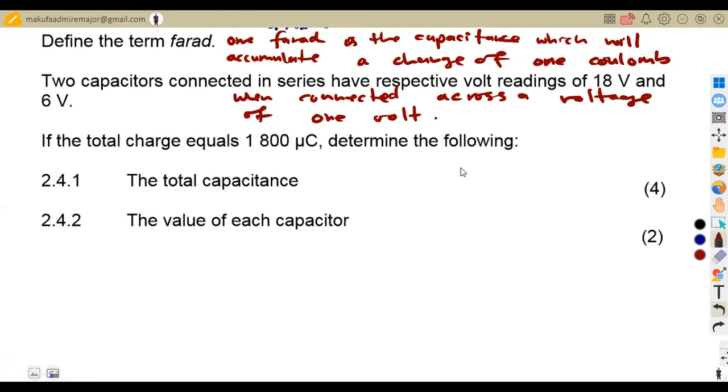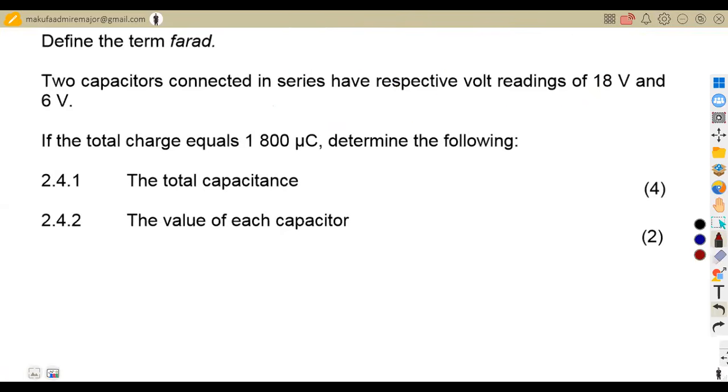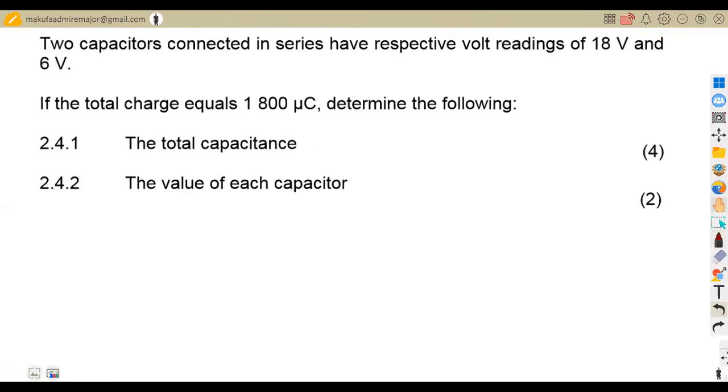So that is how we can play around with this information. All right, so let us check the question. The second part, we are given 2 capacitors connected in series. Remember what we said about a series combination? That is the condition of resistors in parallel. So we've got 2 capacitors in this case that are connected in series.